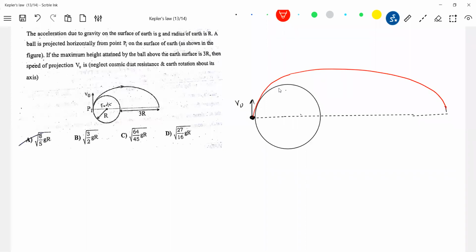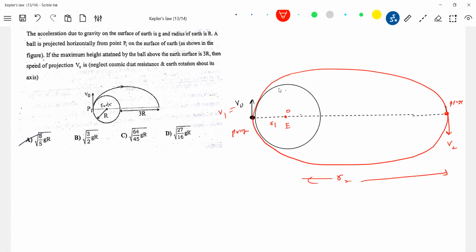It's going to describe an elliptical orbit, and it's going to come like this. This will become the center of the earth, O. So this will become like a perigee. This will become apogee. It will have some velocity V2. This is V1. This will be r1. This distance will be r2, from the center of the earth.